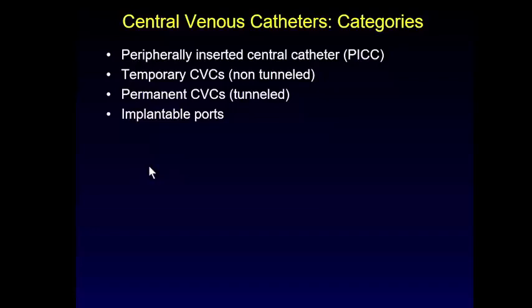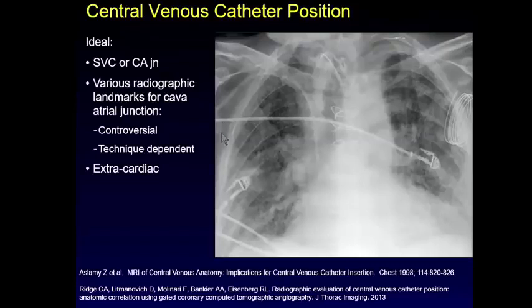There are four broad categories of central venous catheters. There are the peripherally inserted central catheters, the PICCs, that are usually inserted by a forearm vein. And then there are temporary central venous catheters, which are non-tunneled, and permanent central venous catheters, which are tunneled, and the implantable ports. So it's important when these catheters are put in that they be in the proper position to avoid complications and so that they function correctly. And the proper position of a central venous catheter is in the SVC or at the cava atrial junction.